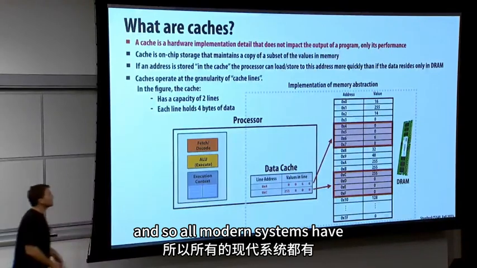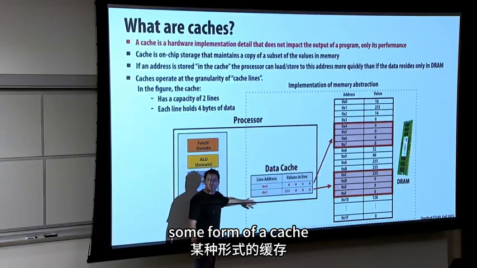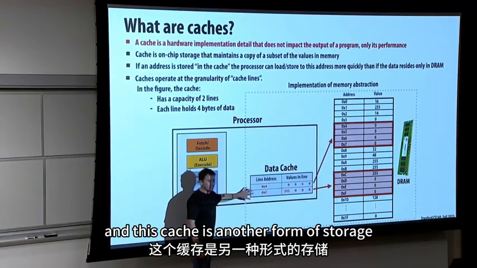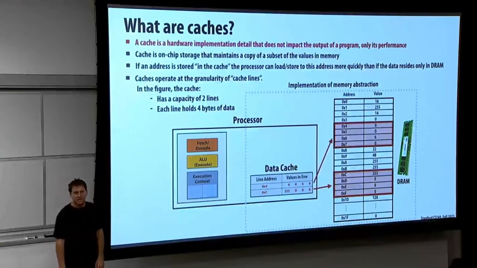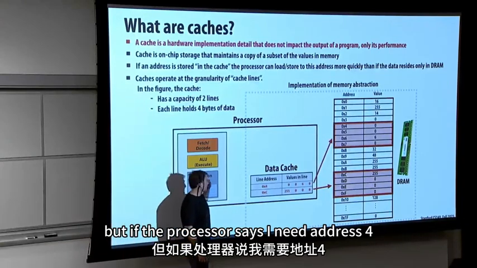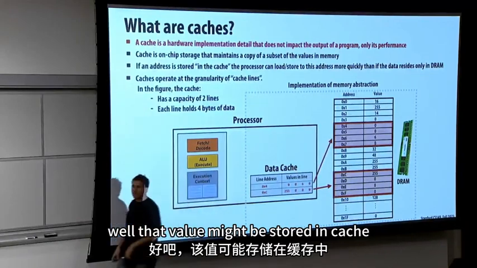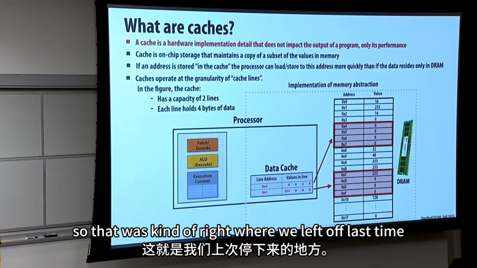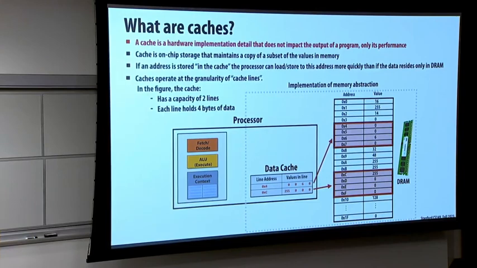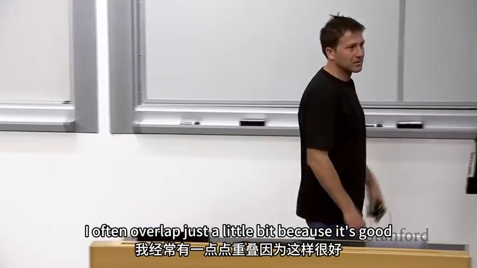And so all modern systems have some form of a cache. This cache is another form of storage that's part of the implementation of memory. If the processor says, I need address 4, well, that value might be stored in cache, and it can get the answer much, much faster. So that was kind of right where we left off last time. Any questions? I often overlap just a little bit because it's good.